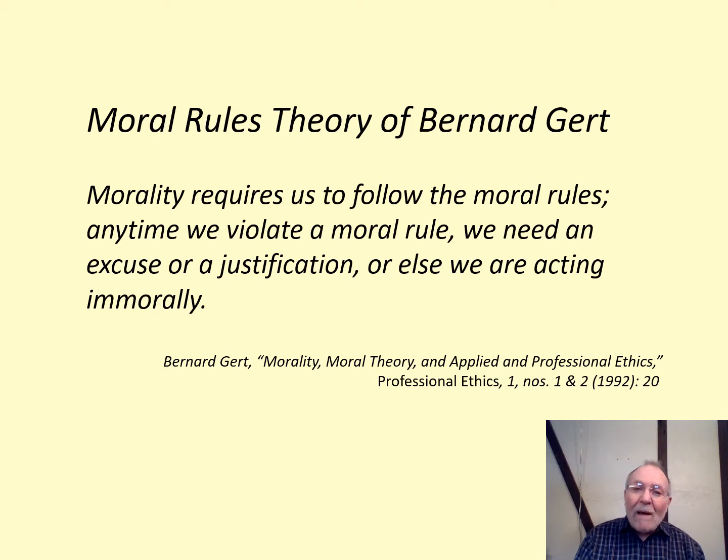But Gert says morality requires us to follow the moral rules. Now that's Kantian in its base, but he has a little more nuance to it. He says anytime we violate a moral rule, we need an excuse or a justification, or else we are acting immorally. So you see, Gert takes the categorical imperative, but allows that there could always be circumstances in which we want to set the rule aside. And we'll talk about how he thinks you can do that and do so morally.